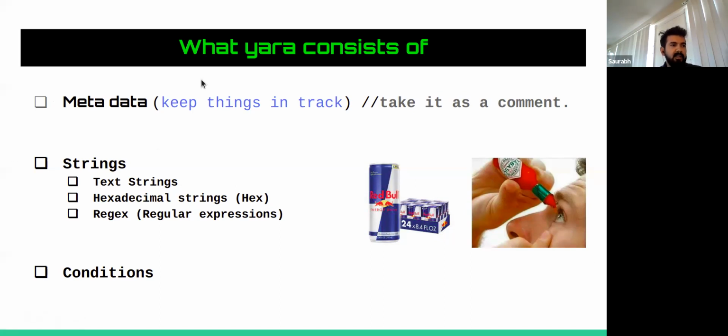So what does Yara consist of? It consists of metadata, which you can comment to keep things on track. And strings, of which there are three types you can use: hexadecimal strings, text strings, and regular expressions. And at the end of the rule, there is the condition, the Boolean logic expression, which you define for what and how it identifies that particular thing.